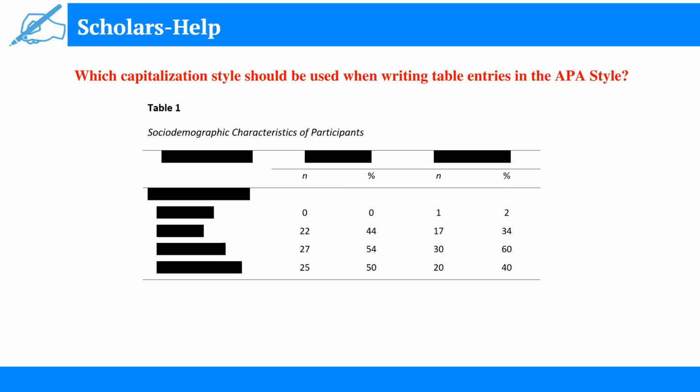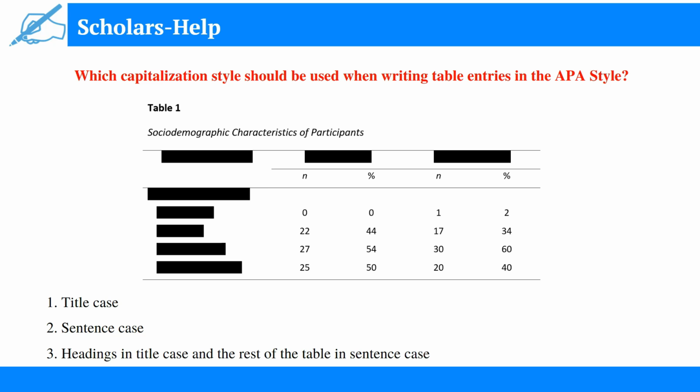See this table below. In this, all the column headings and the rest of the table entries written in words are hidden. Now you have to guess as to which capitalization style has been used to write them. First option is the title case. Second option is the sentence case. And the last option says headings in the title case and the rest of the table in the sentence case.